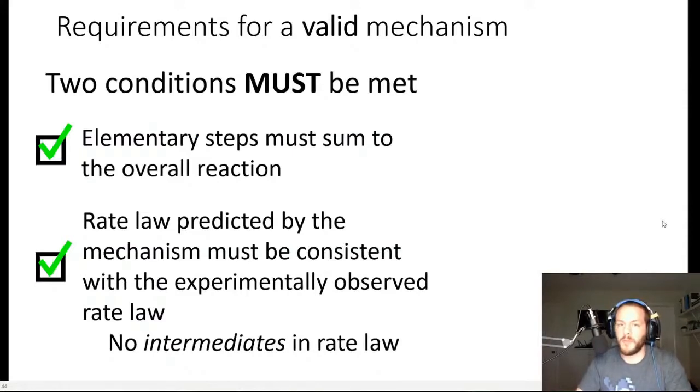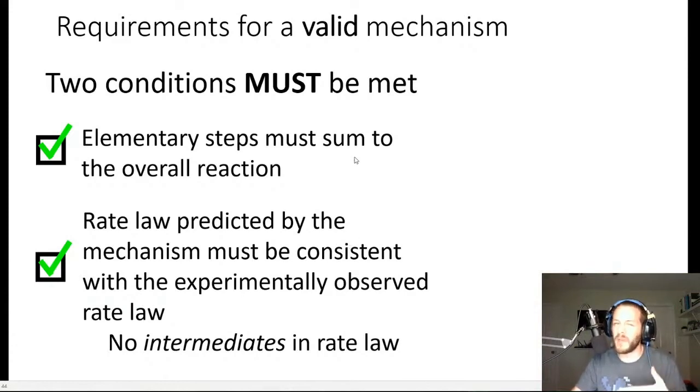And so far in this discussion, we've been talking about how reaction mechanisms are never proven, right? They are only validated, okay? Because again, you can't interview the molecules to figure out where they've been, right? And so keeping that in mind, there are two conditions that must be met in order for a reaction mechanism to be considered valid. If either of these two or both of these two conditions are not met, then the mechanism is invalid. So what are those two conditions?